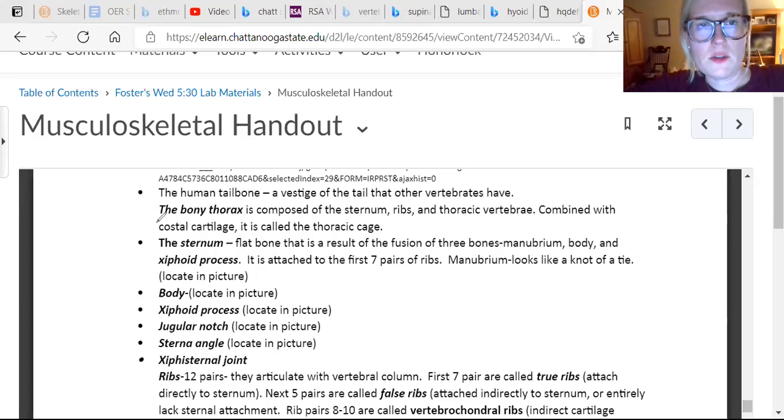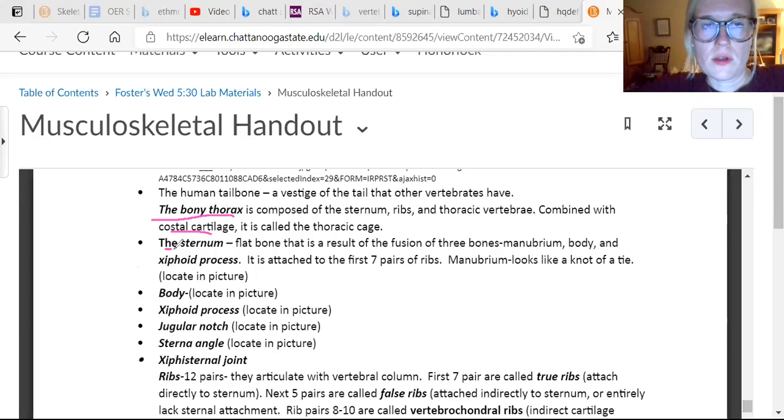Now I'm not going to run through all of these because I'm going to actually point them out, but we are going to talk about the bony thorax next. So I've listed here, it's made up of the sternum, ribs, and the thoracic vertebrae. So this forms that rib cage, okay? And then of course you have the costal cartilage we're going to look at too. That's made up of hyaline cartilage that we talked about.